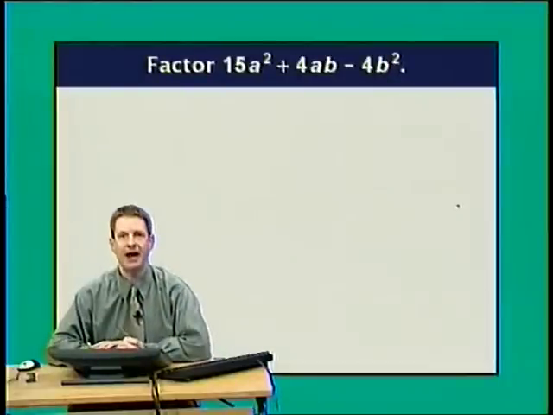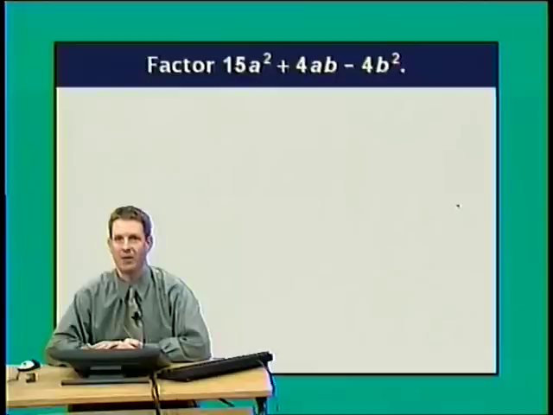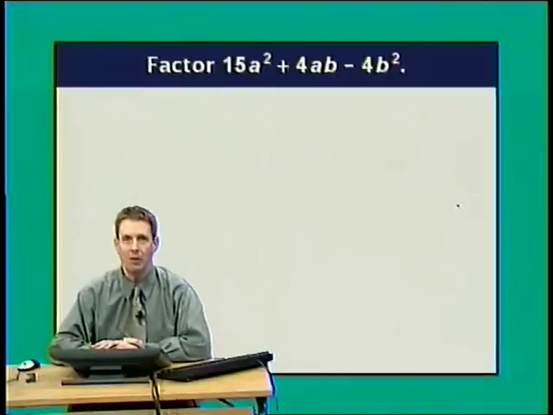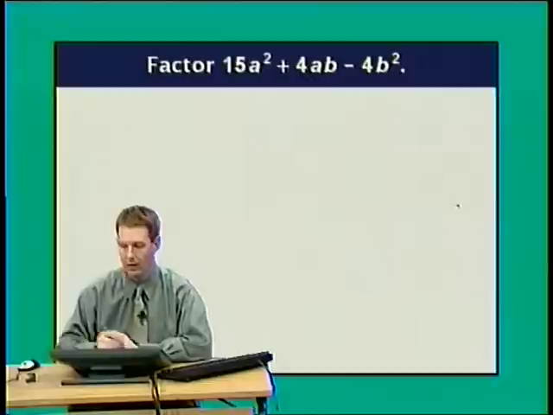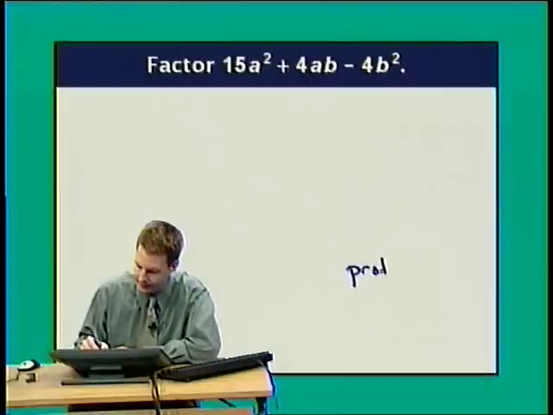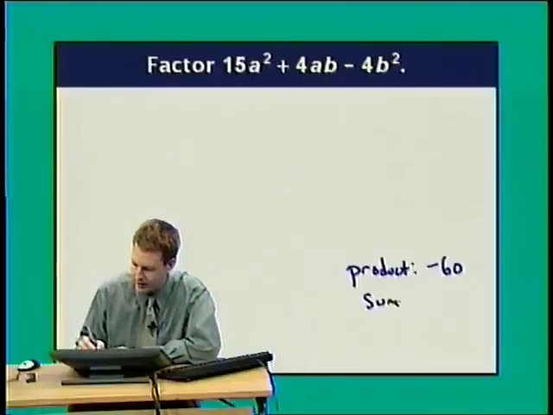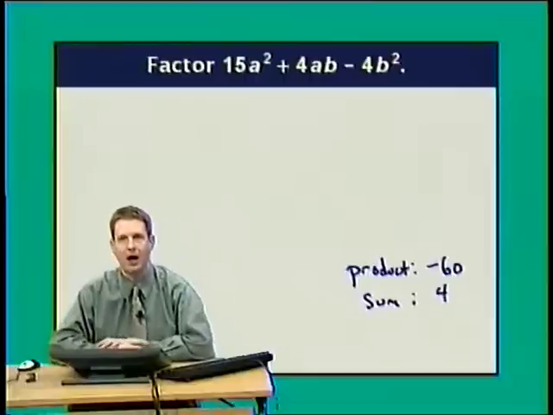For 15a squared plus 4ab minus 4b squared. Have you tried this one? Let's see what happens. What we're looking for is two numbers that multiply to the product of 15 and negative 4, which is negative 60, and add to 4. We want a product of negative 60, and we want a sum of positive 4.